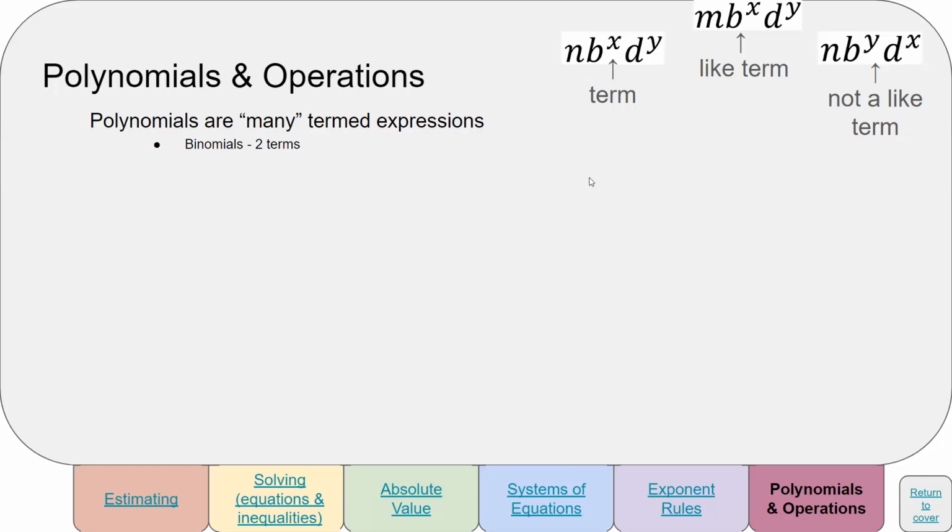Polynomials are many-termed expressions. So a binomial means we have 2 terms. Trinomial, 3 terms. We can go further into it, but for the most part, we're going to be working with binomials and trinomials and monomials, which are just single terms.